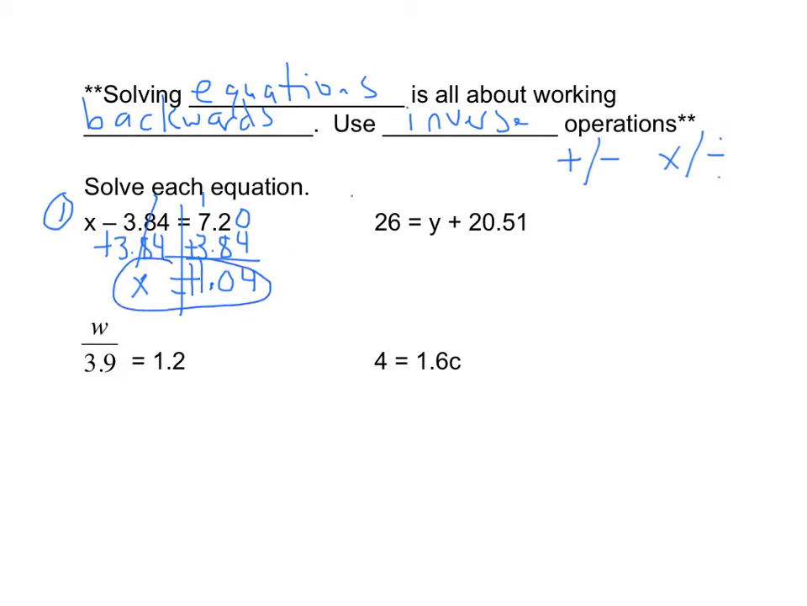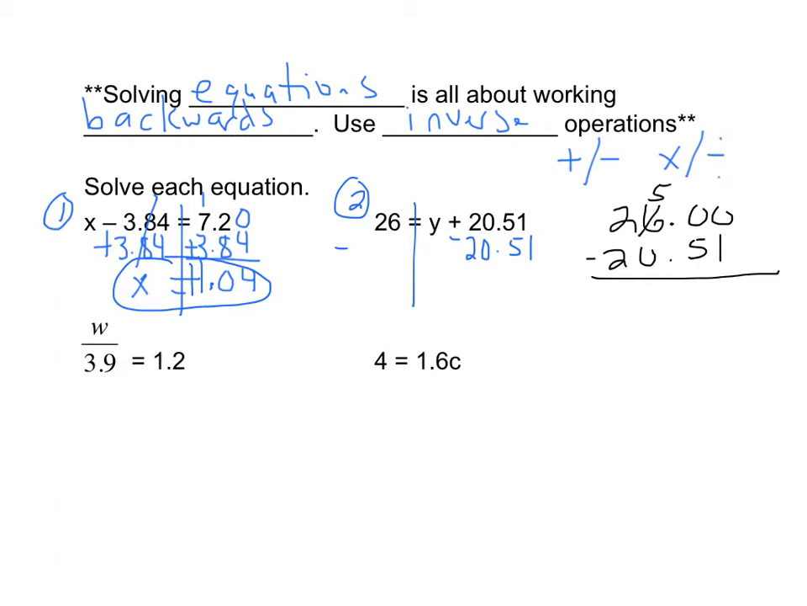My next problem, I have 26 equals y minus 20 and 51/100. Since it's a subtraction problem, I'm going to do the inverse, so I'm going to add. And what I do to one side, I have to do to the other. Now, for sake of room, I'm actually going to write this off to the side so I have more space, so I can line up my decimal points. So 26 is really, I'm going to put 2 decimal places behind it. So I have my decimal points in there.